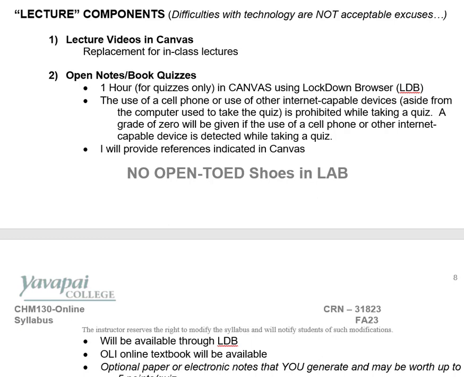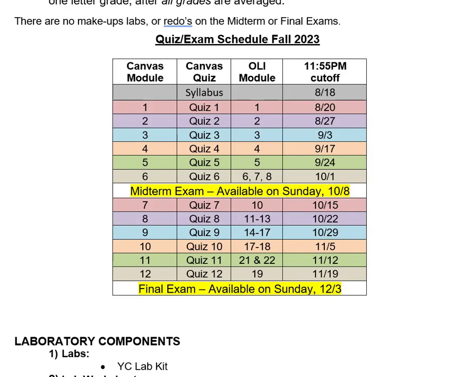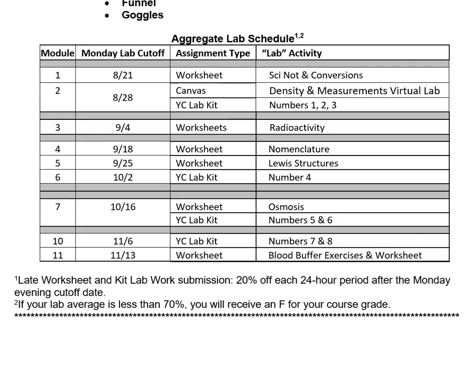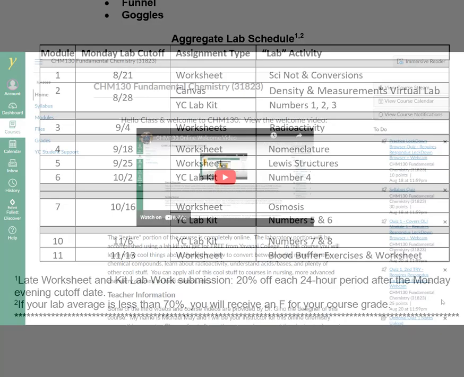Quizzes can be taken late, within 5 days of the closing date, and that will be a 1 point per day penalty. The midterm and final exams may not be taken late. They must be taken on the particular day that they are scheduled. Included in the syllabus is a schedule of the quizzes and the midterm and final exams. Also, the schedule of labs.